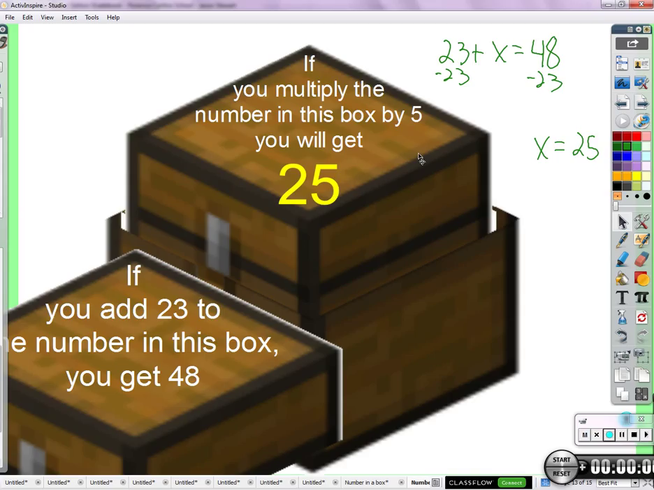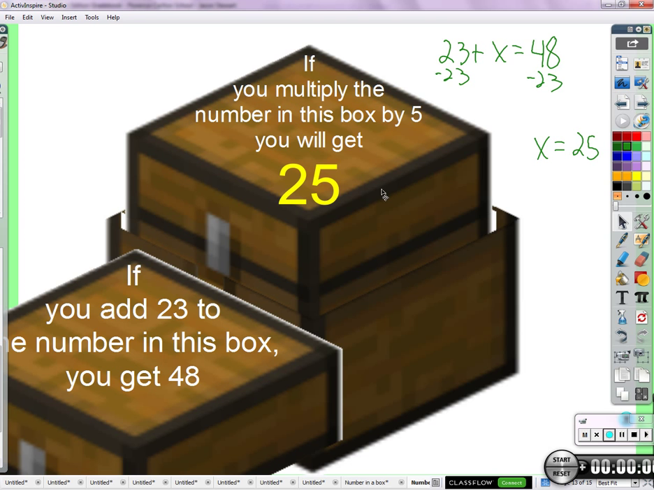So it's a never-ending, basically repeated problem? No, well, the number in this box must be some number, right? Yeah. We could go forever. We could. We won't. There is a number inside this box. Well, how would I write the equation for this? 5x equals 25.